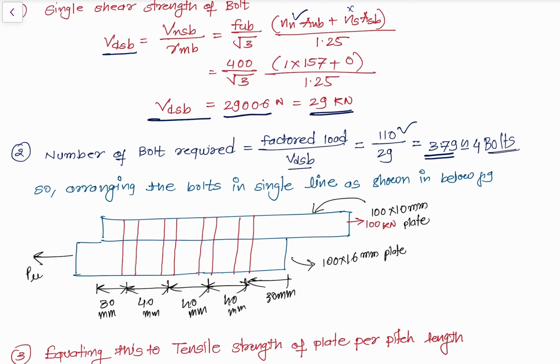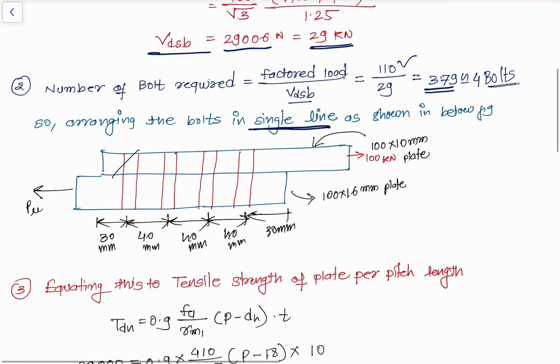Now we are arranging the bolts in a single line. Why? Because it is mentioned in the numerical. So remember, we are mentioning a single line, and there is a concept behind that, which I'll explain after this. You can see this is plate number 1, this is plate number 2, right? In both plates we have arranged the bolts. This is the first bolt, second, third and fourth, right? So all these 4 bolts we provided over here. Okay, so that is a design.